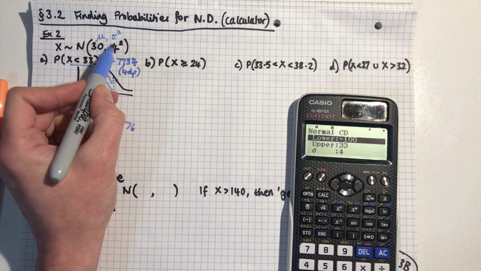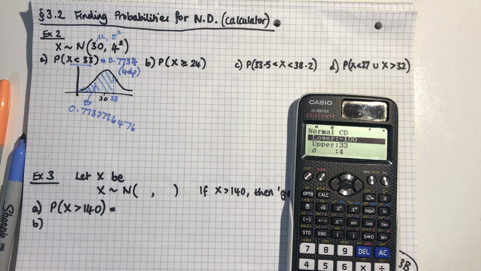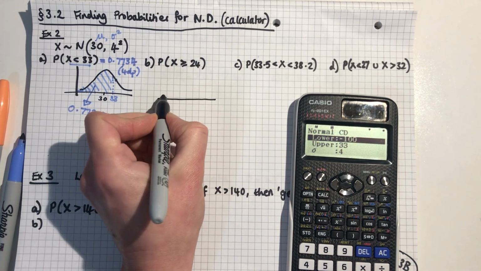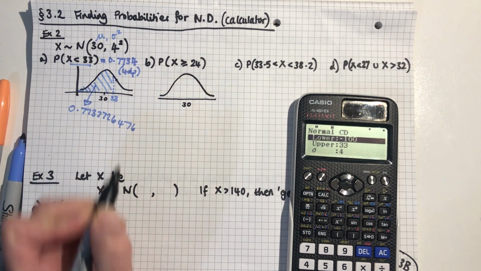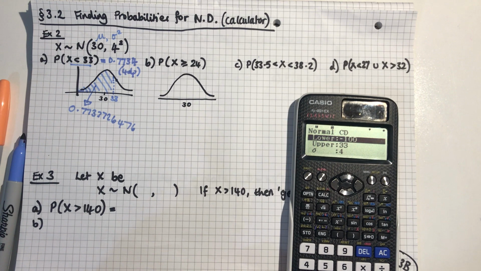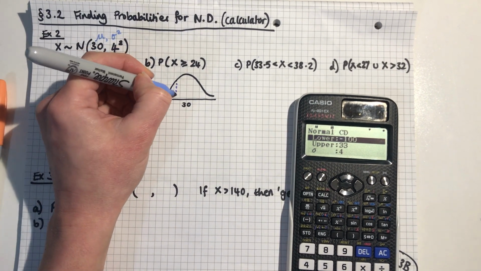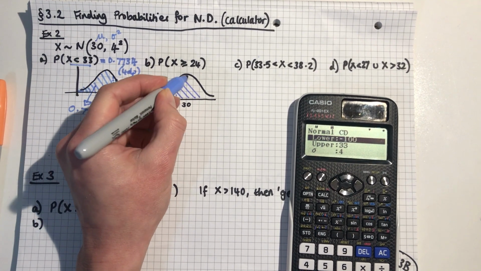Same distribution. This time they want the probability that x is greater than or equal to 24. So let's sketch our distribution again. This time I'm not going to bother with my vertical axis. 30 is there in the middle. Greater than or equal to 24. So 24 is down this end. And I want this area here.